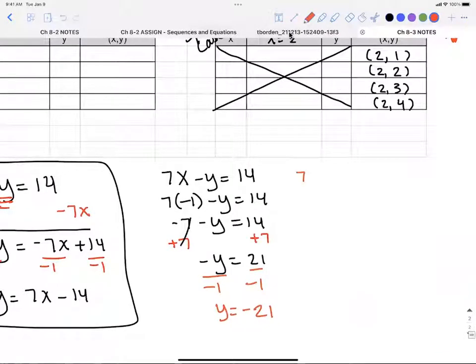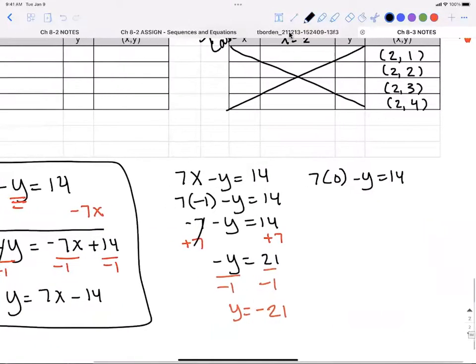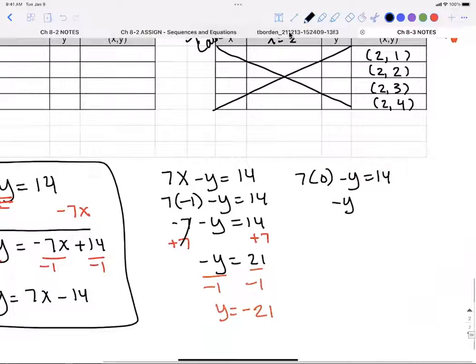So 7 times 0 minus y. And if the other way made perfect sense to you, you don't have to put this in your notes. I just want to show you the difference, and then you can decide which way you want to do it. 7 times 0 is 0, so that leaves me negative y equals 14. I still have to divide off that negative, and I get y equals negative 14.